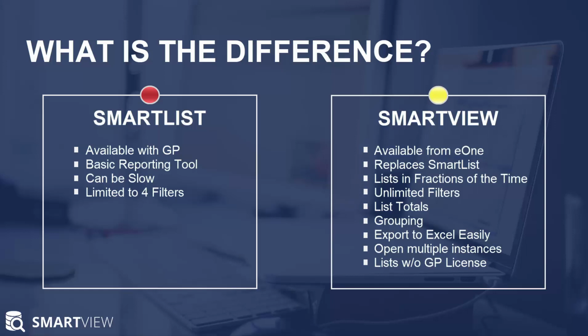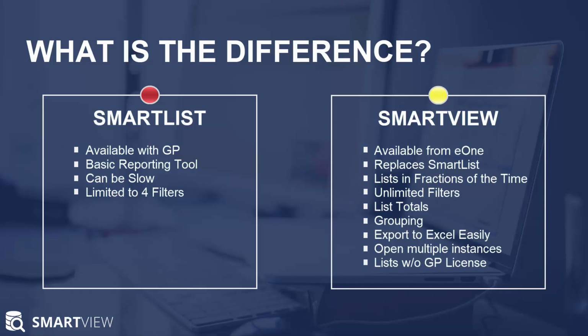SmartView is available from E1 and would replace your SmartList application. It's going to make working with the lists easier by giving you things like unlimited filters, so you can have as many search criteria as you'd like there. It's going to return totals to the screen, so you don't have to export to Excel and create the totals yourself. It allows you to group your data, so you can get that summary record, and you'll have totals for your grouping as well as the detail. The export to Excel is done in a matter of seconds versus minutes.